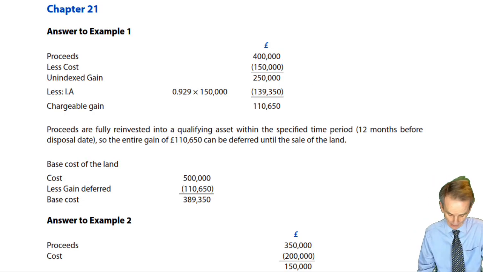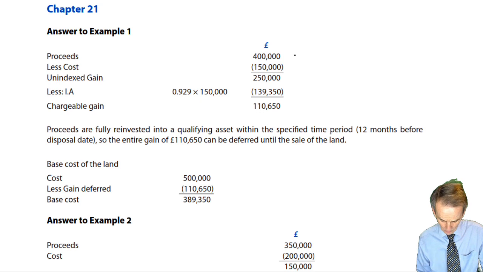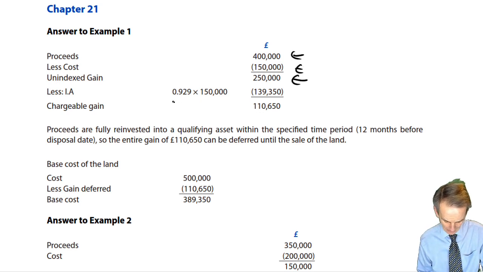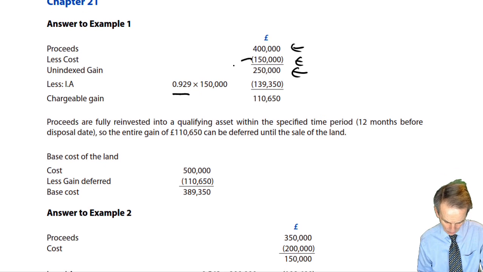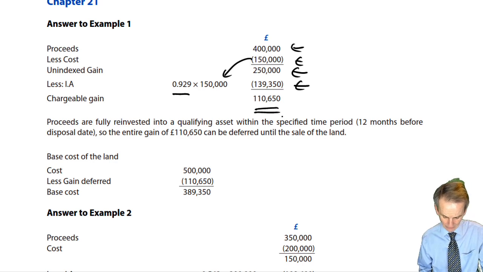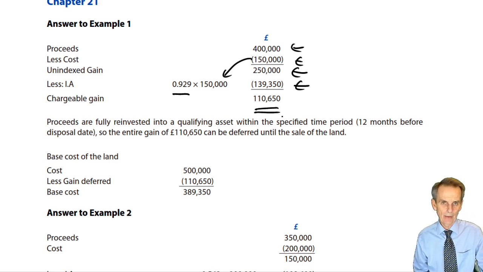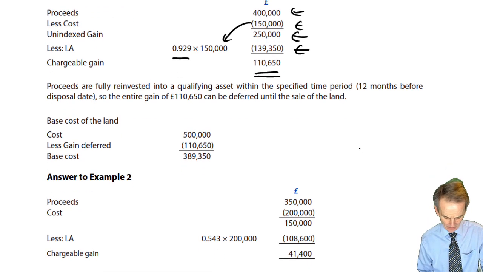Okay, again, let's see how we've got on with this one. We know the proceeds, we know the cost, we know the unindexed gain. We're given the indexation factor, we know the allowable cost, calculators out, get your indexation allowance, and we have our figure of chargeable gain, prior, that is, to any claim for rollover relief taking place.